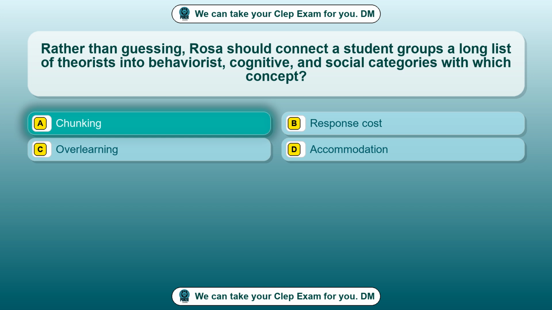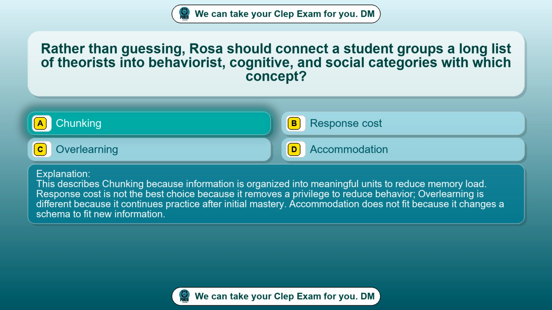Chunking. This describes chunking because information is organized into meaningful units to reduce memory load. Response cost is not the best choice because it removes a privilege to reduce behavior. Overlearning is different because it continues practice after initial mastery. Accommodation does not fit because it changes a schema to fit new information.